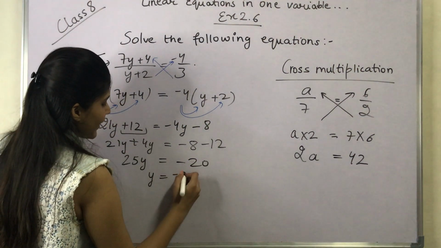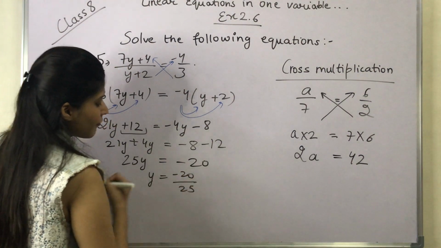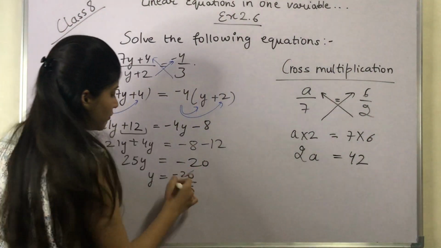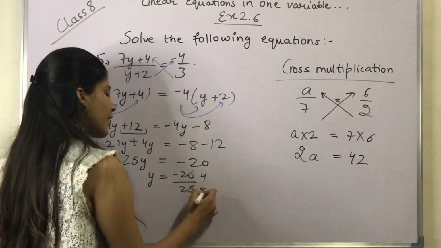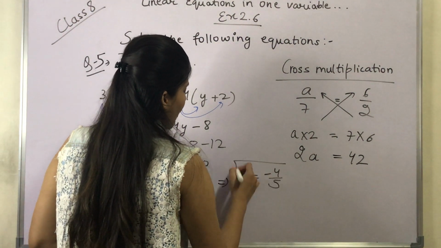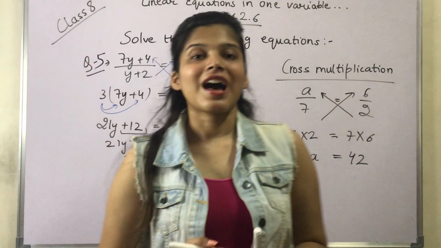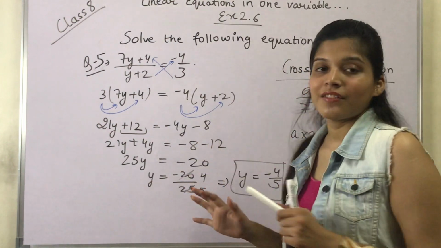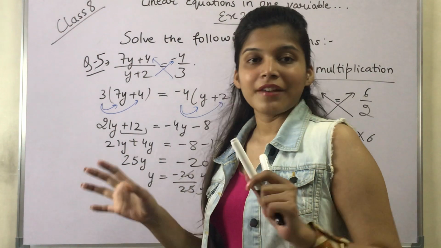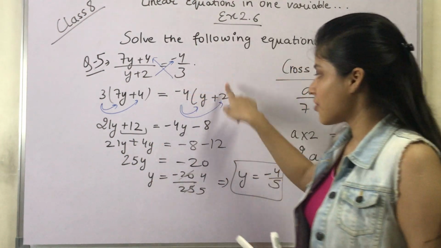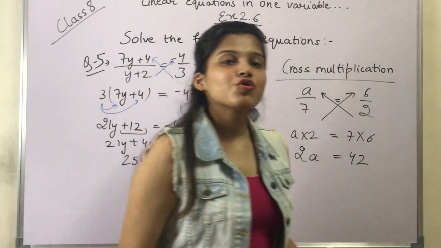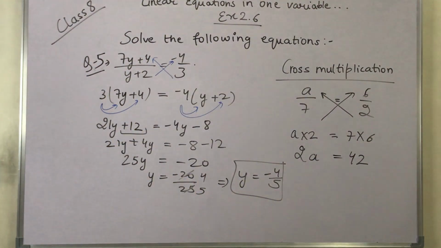So the value of y is minus 20 upon 25, and 20 and 25 are divisible by 5. So 5 4s are 20 and 5 5s are 25. So the value of y comes out to be minus 4 upon 5. This is our answer. So this was our question number 5, where we again used cross multiplication and solved the equation. Okay, so now let's come to question number 6.